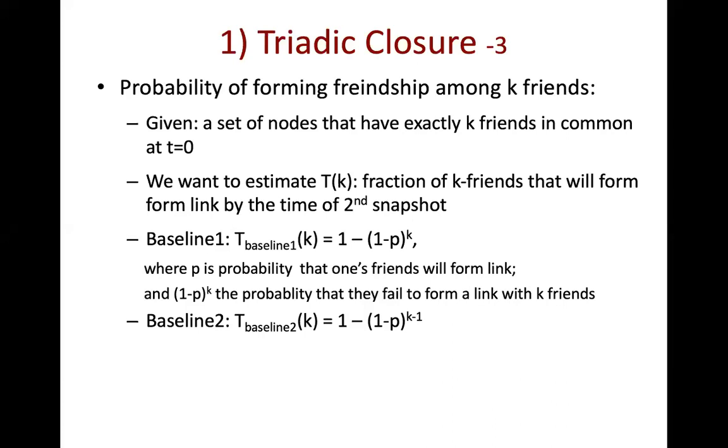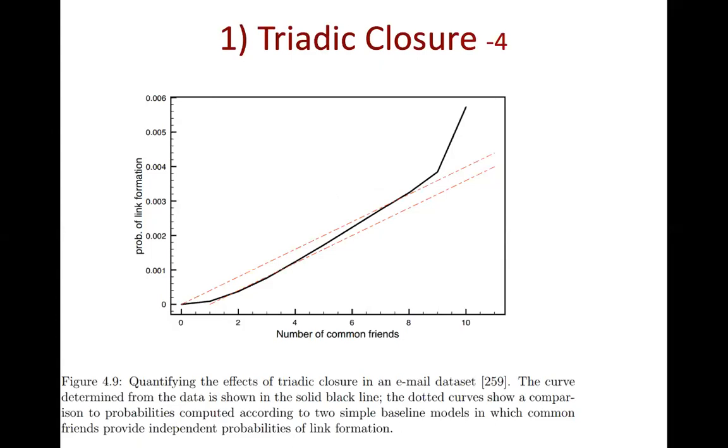So given a set of nodes that have exactly K friends in common at the beginning, we want to estimate the fraction that will form a link by the end of the second snapshot, after 60 days. The baseline was based on probabilities, where P is the probability that one friend will form a link and the probability that they fail to form a link with the K friends. Baseline two was similar, but with K minus one. So it's just two assumptions of how this can be measured.